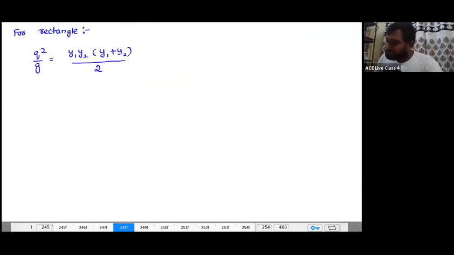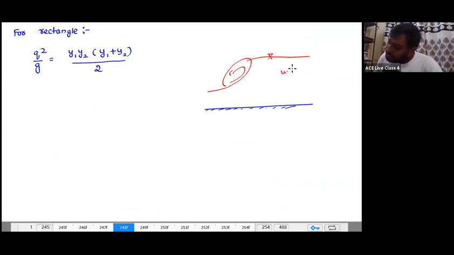Once the jump is formed, the flow is going to be uniform. Yes, this is a uniform flow. Before the jump this is y1, and after the jump this is y2, which is going to be yn. Sir, how come you take it as yn? Because there is no obstruction, my dear.